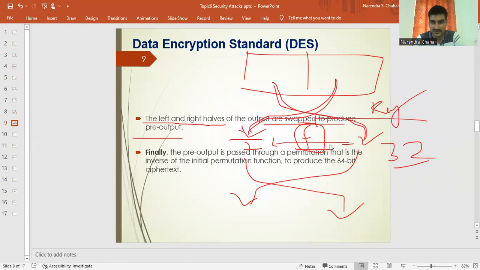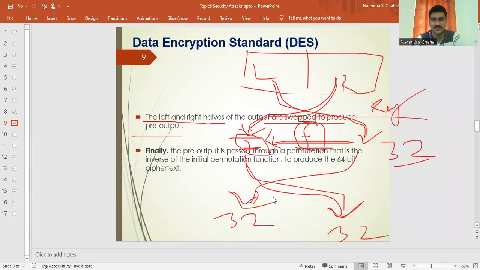The left processed bits are XORed with the right bits. So these are the right bits, and they are processed and swapped with each other. So they are back again here: 32 bits here and 32 bits here. But these are processed, so the right one is here and the left one is here.